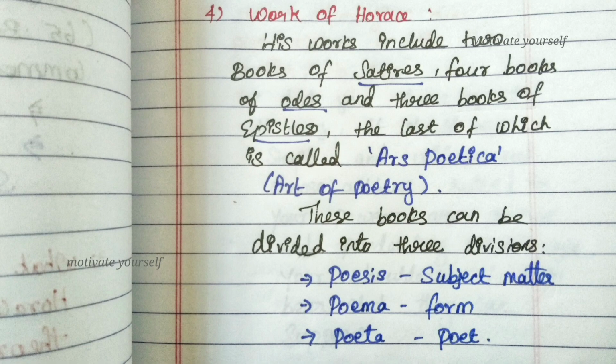Fourth question, work of Horace. His work include 2 books of satires, 4 books of odes and 3 books of epistles, the last of which is called Ars Poetica, Art of Poetry. These books can be divided into 3 divisions: poesis, subject matter; poema, form; poeta, poet.